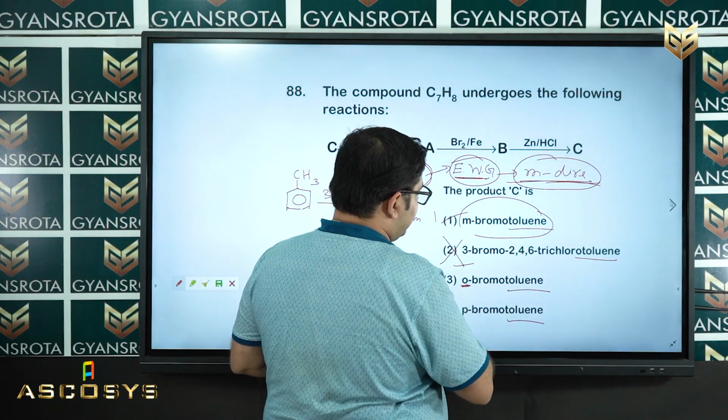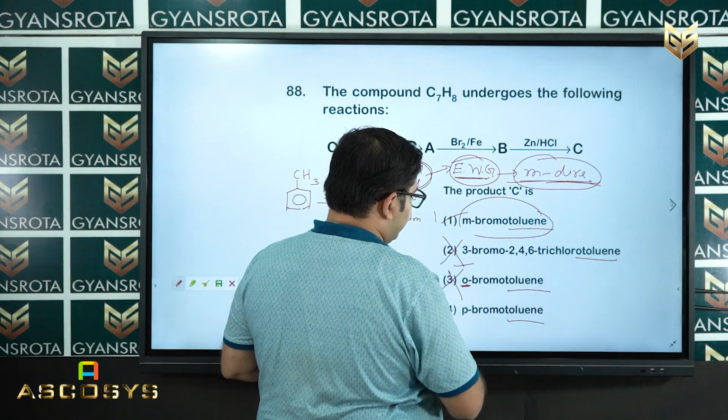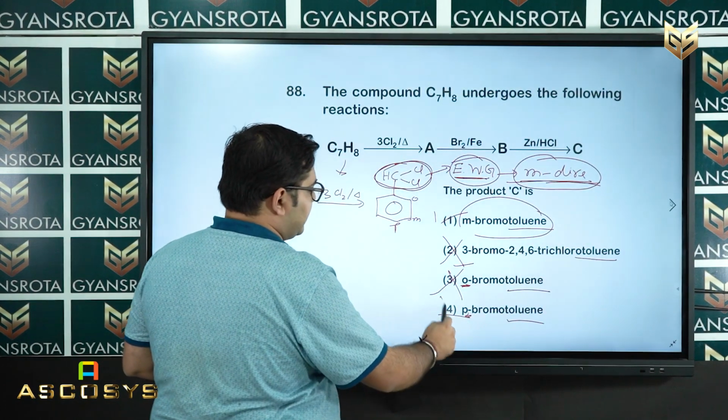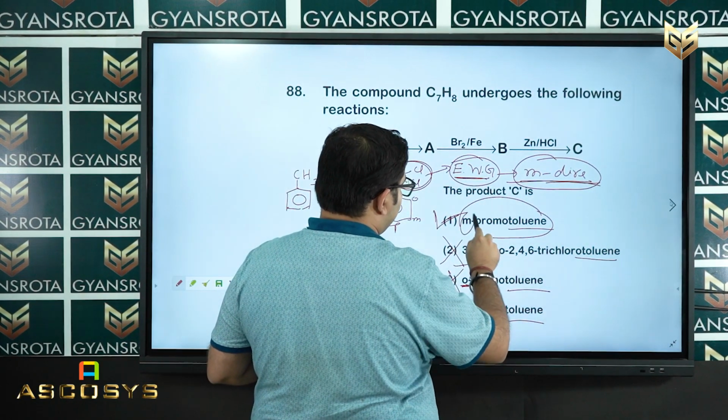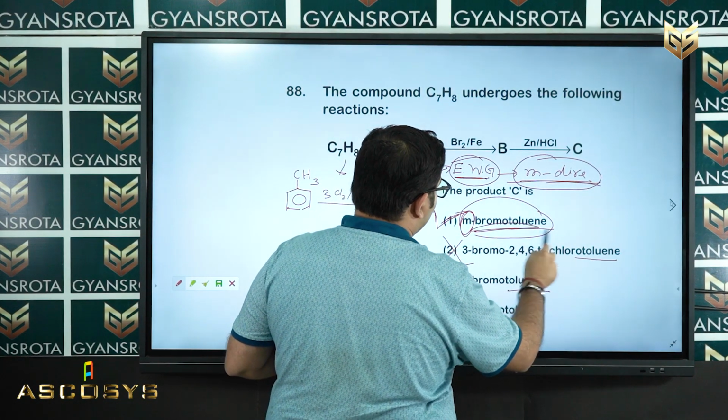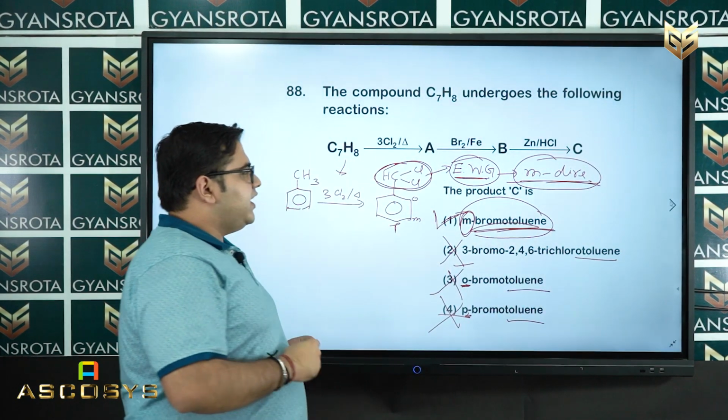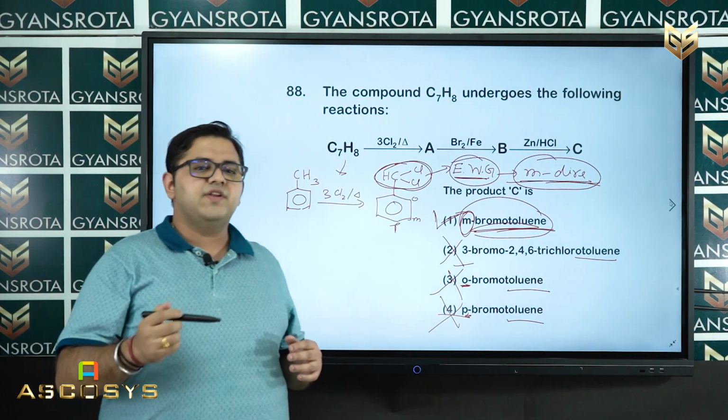Here they are mentioning ortho bromo, no, this is not possible. Here they are mentioning para, so this is also not possible. Only one option is left, that is metabromotoluene. So, in this way you can easily solve these questions.